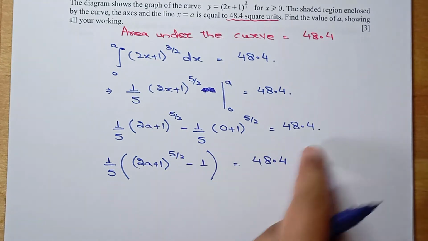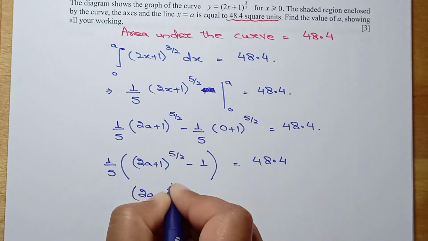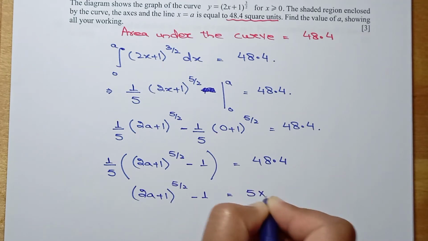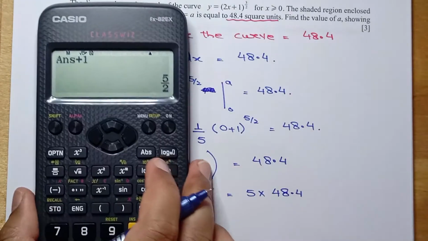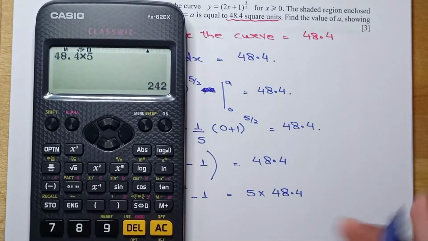Now we can multiply 5 on the other side, so it would be 2a plus 1 power 5 by 2 minus 1 is equals to 5 times 48.4, right? So 48.4 times 5 is 242.